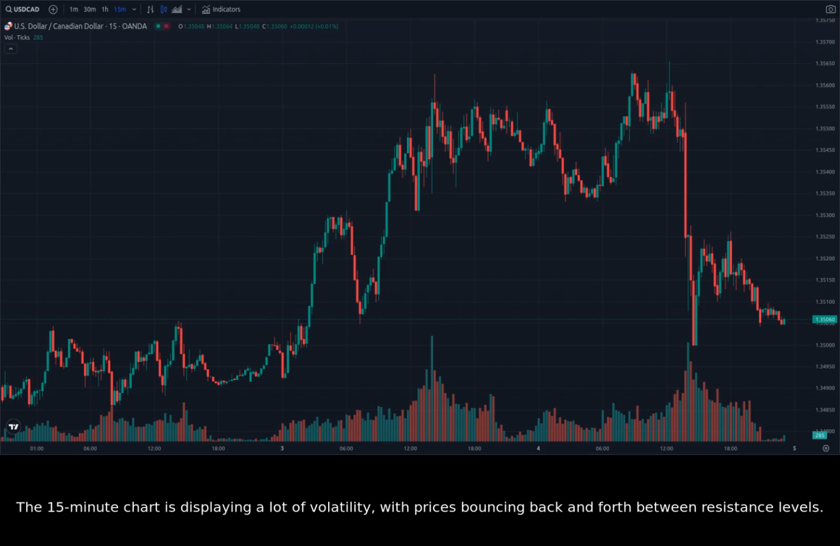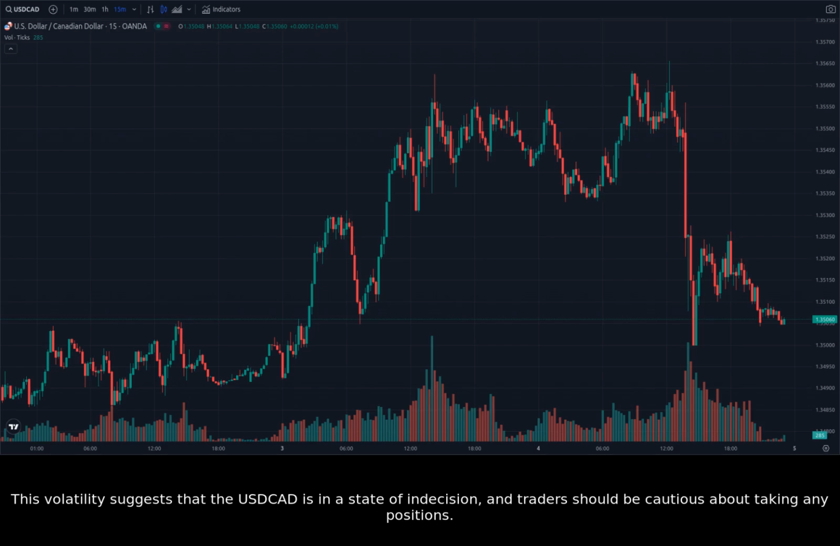The 15-minute chart is displaying a lot of volatility, with prices bouncing back and forth between resistance levels. This volatility suggests that the USDCAD is in a state of indecision, and traders should be cautious about taking any positions.